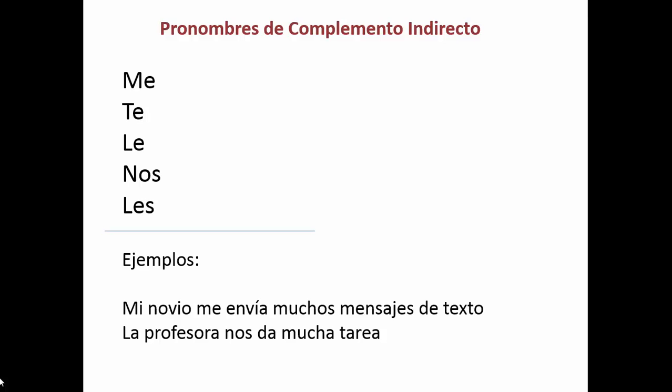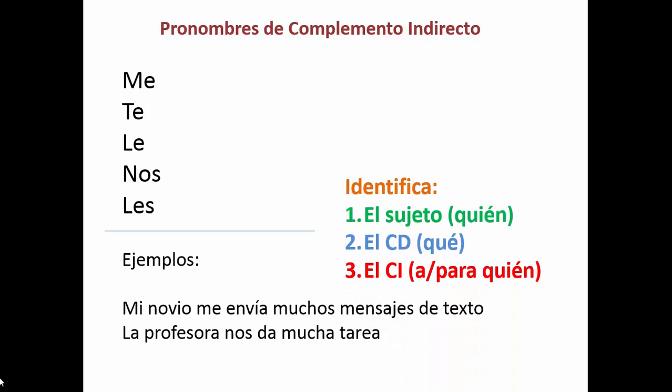Here are some examples of more sentences with direct and indirect object pronouns in the sentence. Mi novio me envía muchos mensajes de texto, or la profesora nos da mucha tarea. A lot of times when I'm trying to figure out the subject, direct object, and indirect object pronoun in the sentence, I like to start out simple.